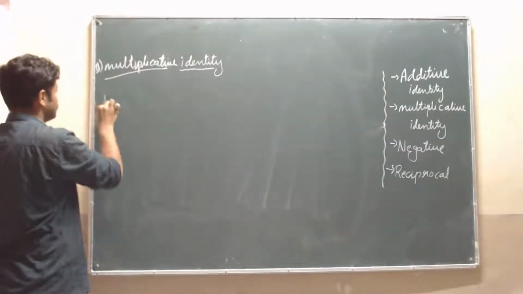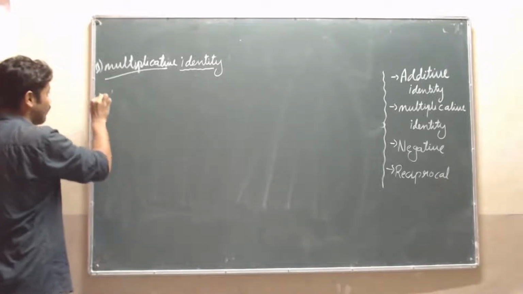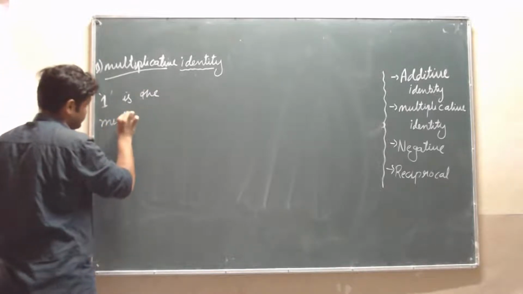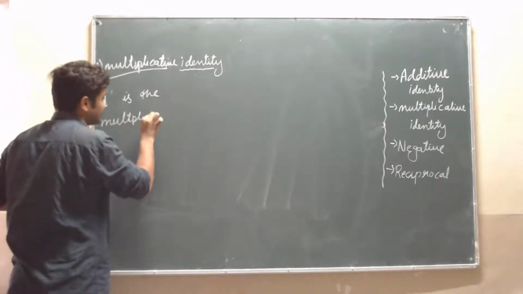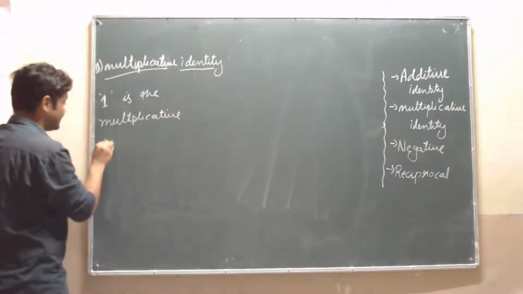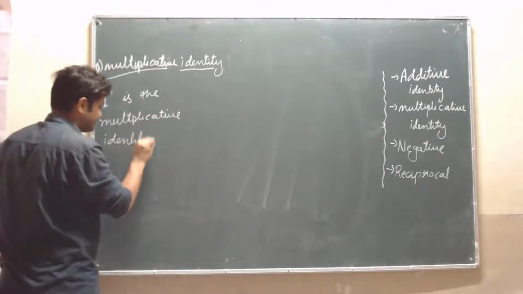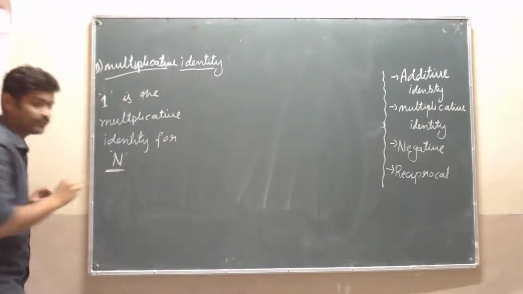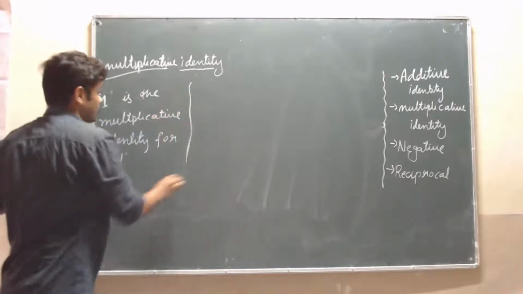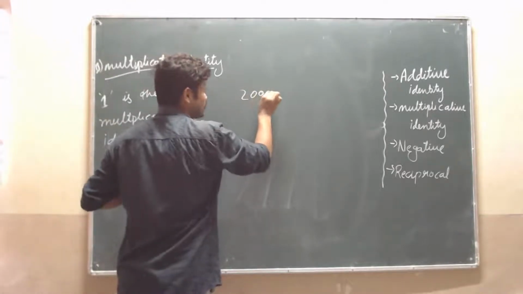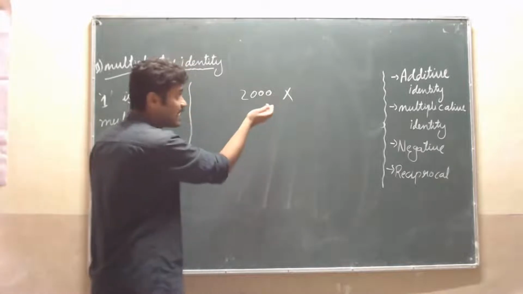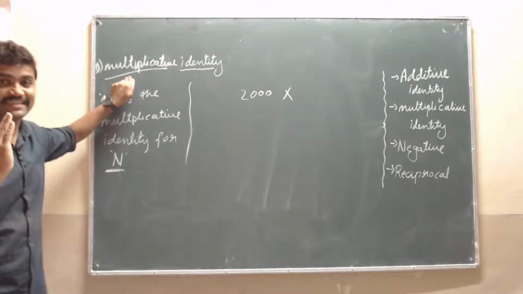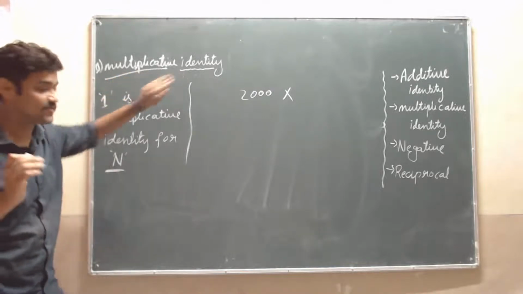See, 1 is the multiplicative identity for natural numbers. Isn't it? We can say that. Sir, one more. 2000 is a natural number. Which number is multiplied to 2000? Why are we multiplying here? Because we are checking the multiplicative identity. That's why. Okay.